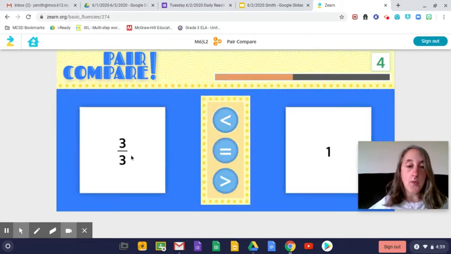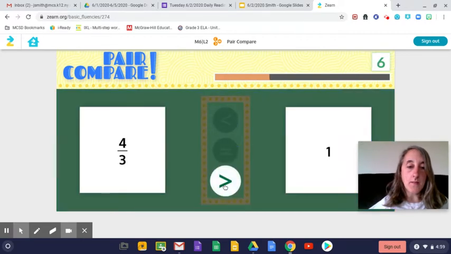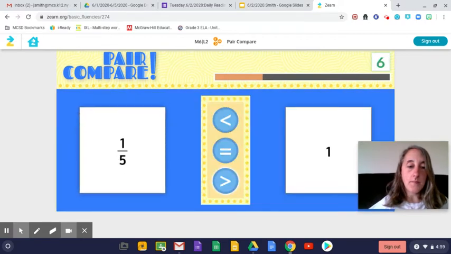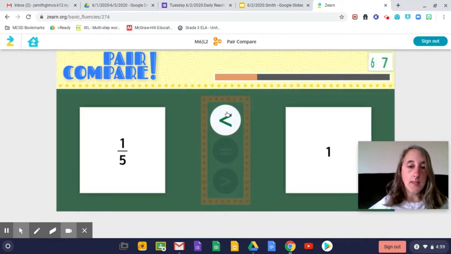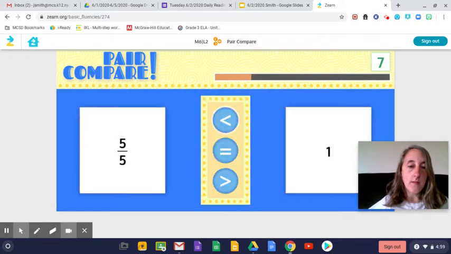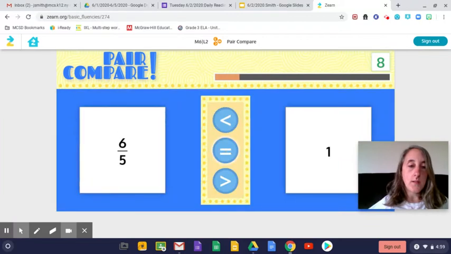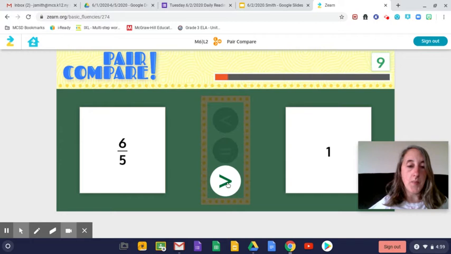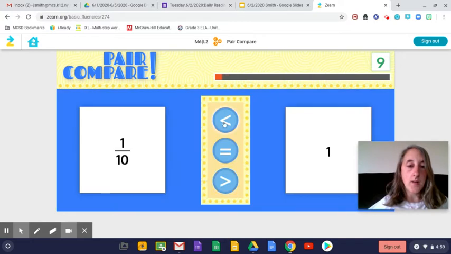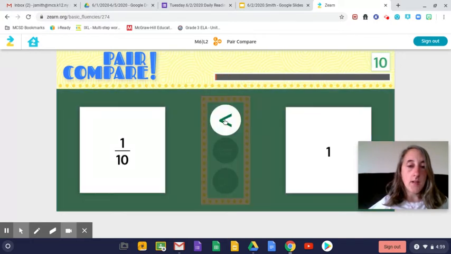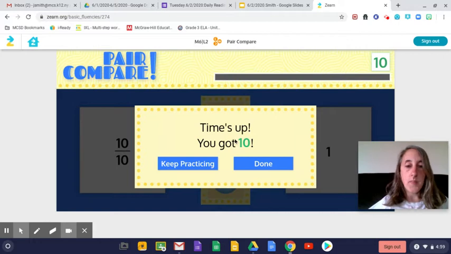3/3, same numerator, same denominator. It means it's equal to 1. The numerator is bigger, so that's going to be bigger than 1. That's going to be less than 1. It's going to be equal to 1. Bigger numerator. It's going to be bigger than 1. Remember, the alligator eats the bigger number. Less than 1. Oh, and it says time's up.